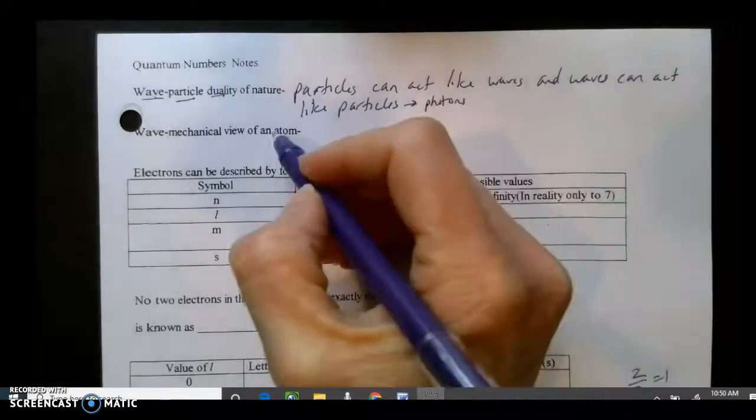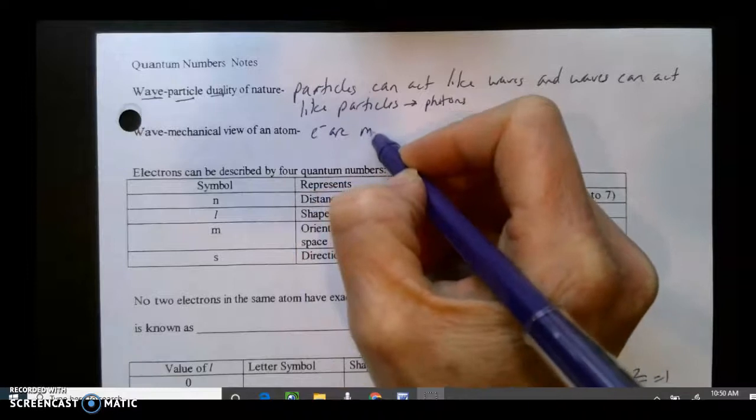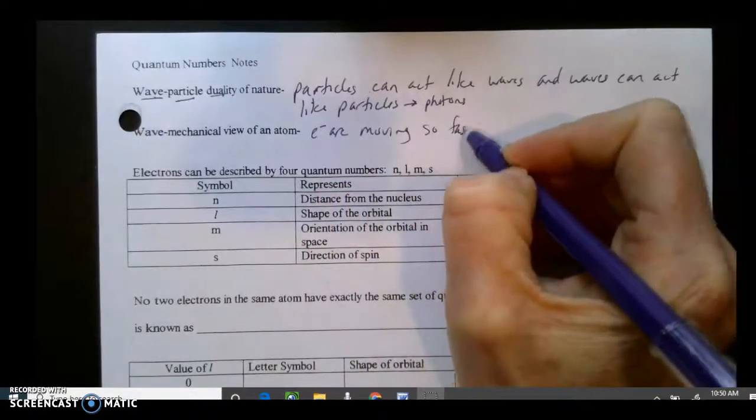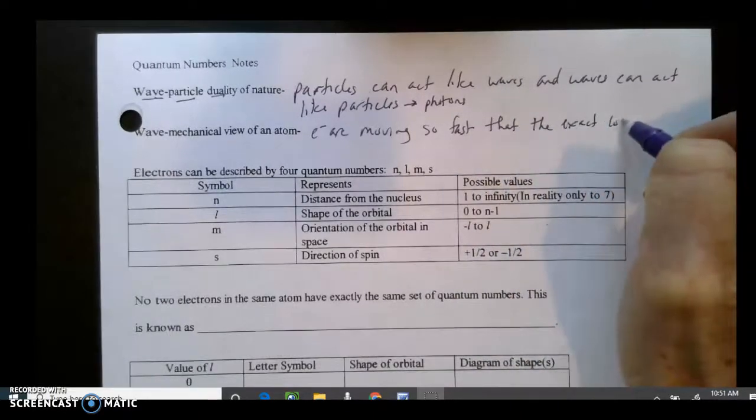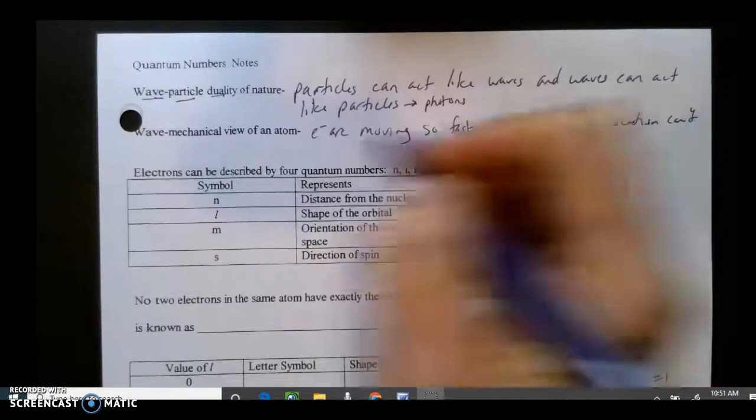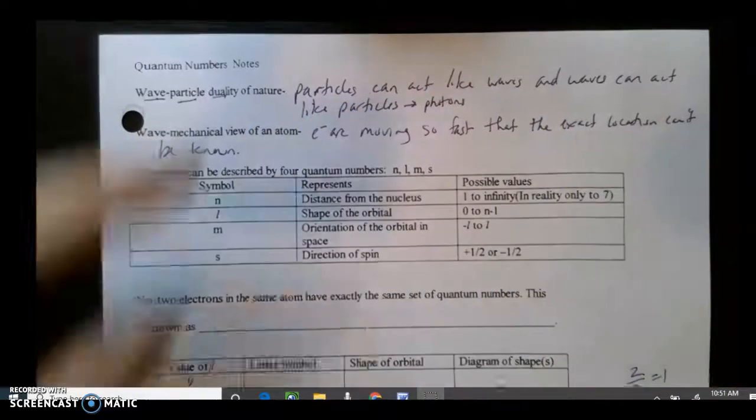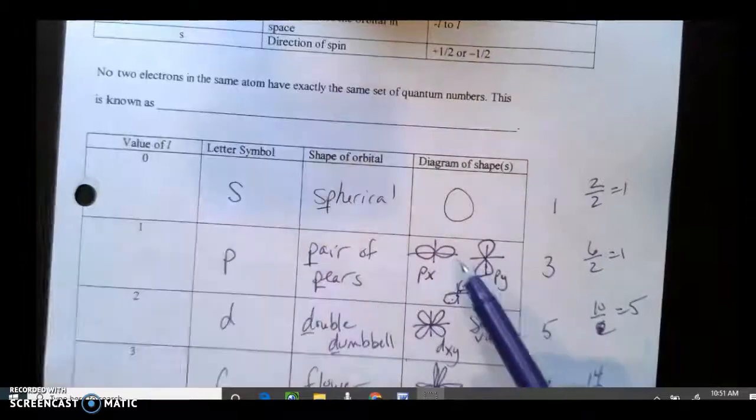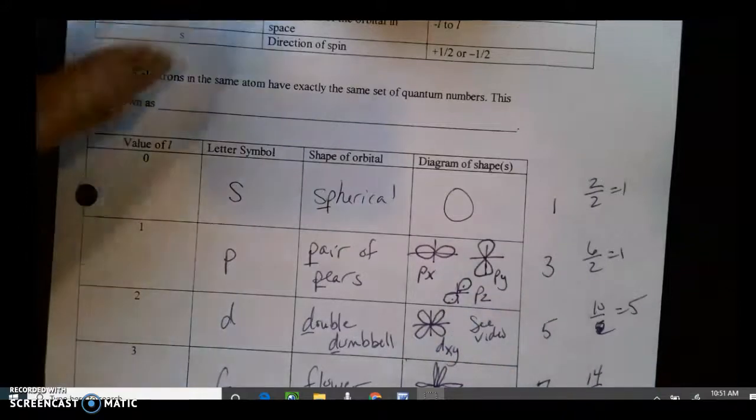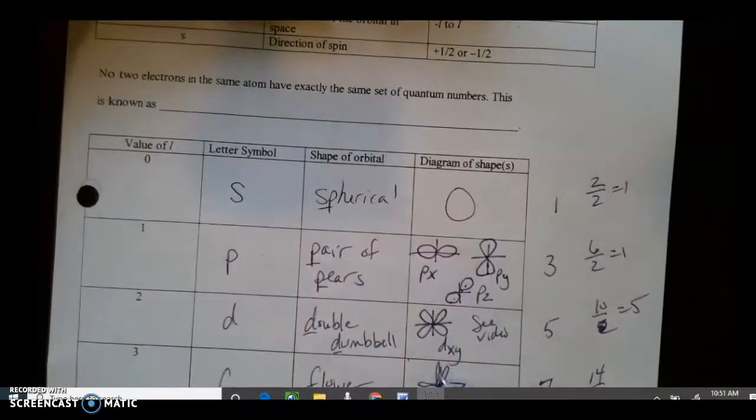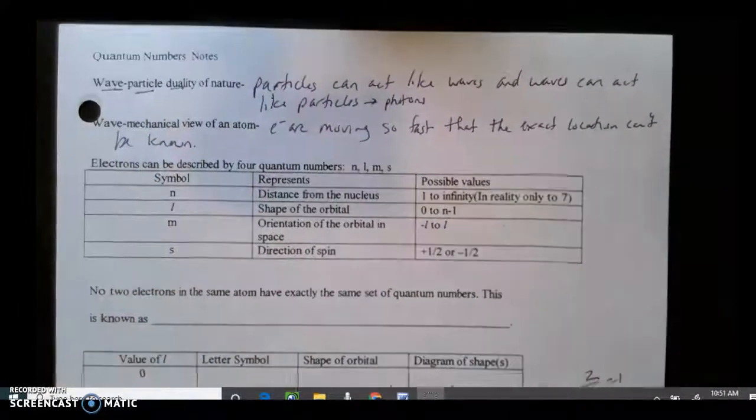So what this means for the wave mechanical, or the quantum view of an atom, is that electrons are moving so fast that the exact location can't be known. So all of these orbitals that you looked at in the original note sheet are probabilities of where electrons will be, but electrons really can be in any place at any time. But these zones that we mapped out on that crazy diagram are the most likely places for them to be.